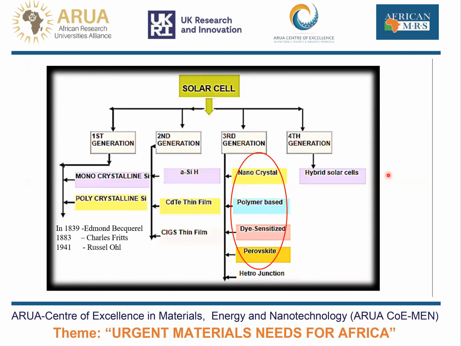So what are the strategies that are there? Of course, the solar cell is not a new thing. It started with Edmund Becquerel in 1839. Then, of course, come the first generation of the solar cell, the second generation. And what we are currently looking at is the third generation, with high prospects for the fourth generation, where you look at what you call hybrid solar cells. So in our labs, we are looking at nanocrystals, polymer-based solar cells, dye-sensitized solar cells, and of course, the hot debate now, which is the perovskites. Of course, they also have their challenges, but they give us very good prospects for the future source of energy.